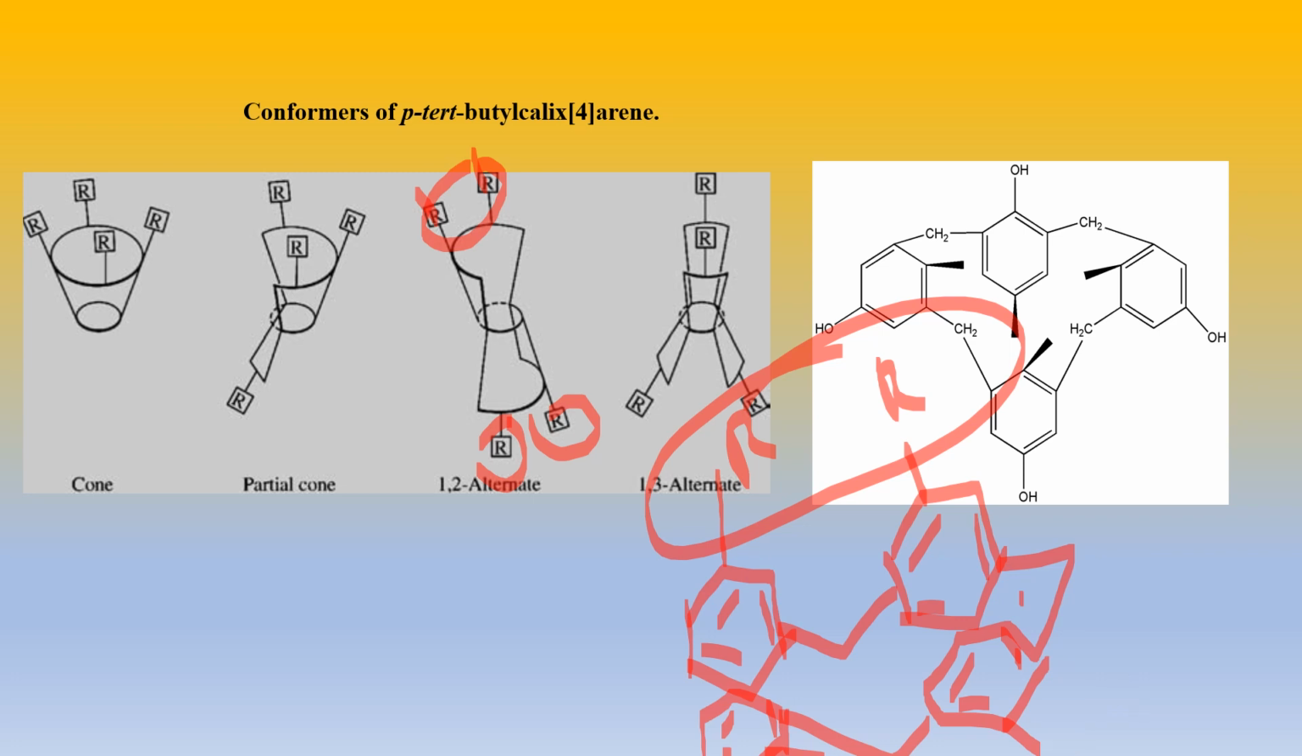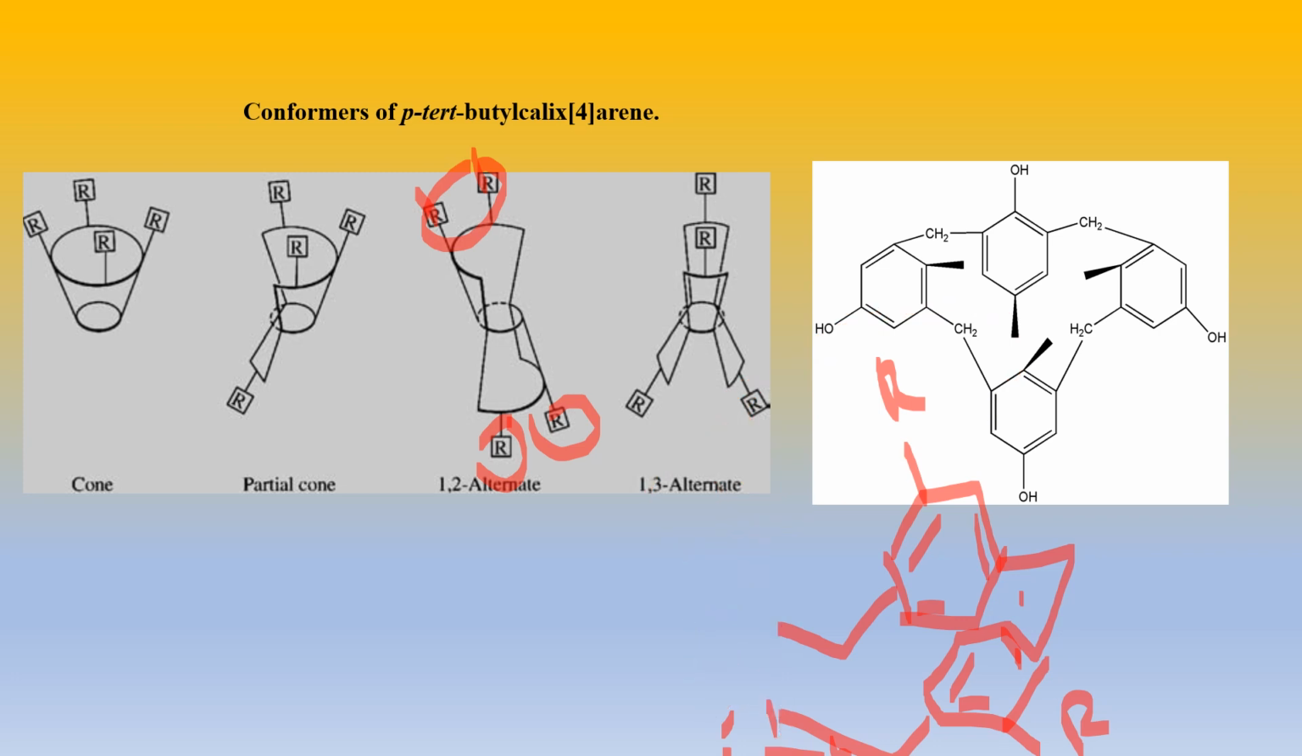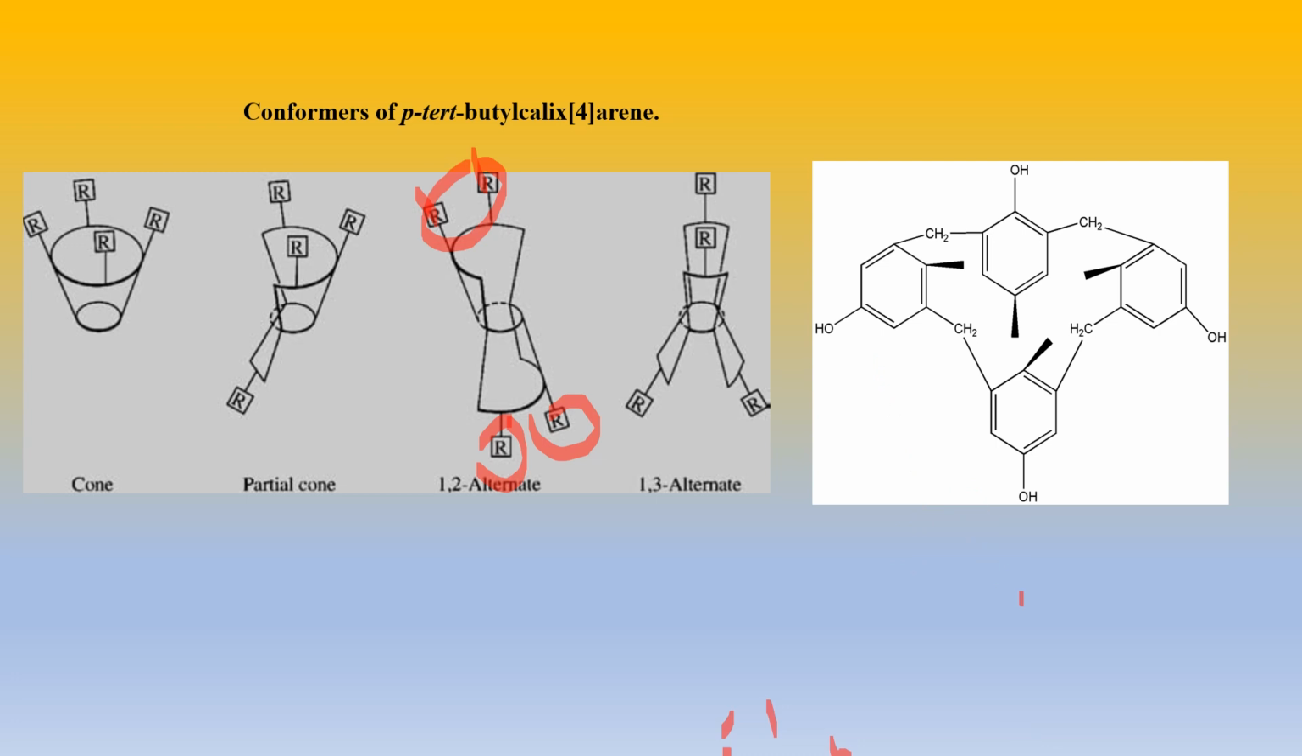Here the 2 alkyl groups will be downwards. So this is one to alternate. Obviously, if the alkyl groups are in the upward position, then the OH groups will be in the downward position. So it will be conversely true. It will be present straight opposite to that of the alkyl groups.